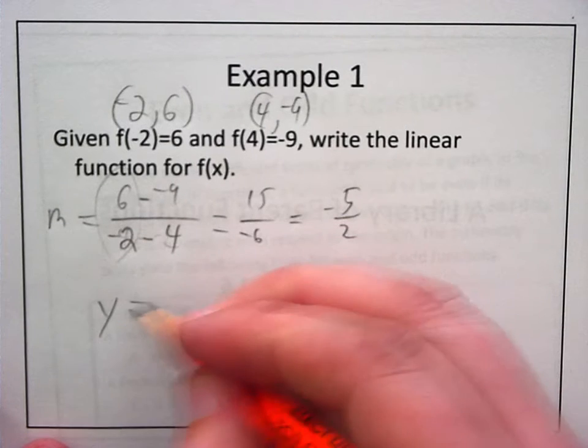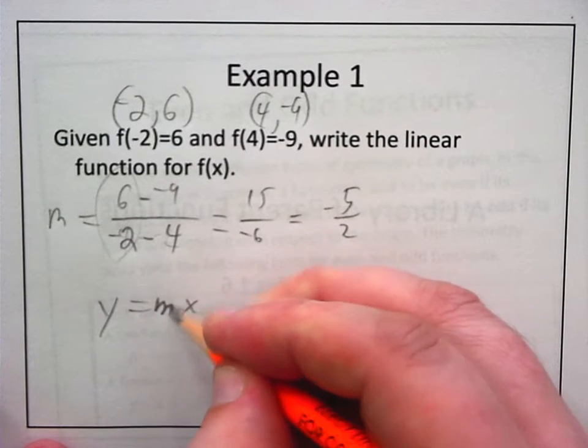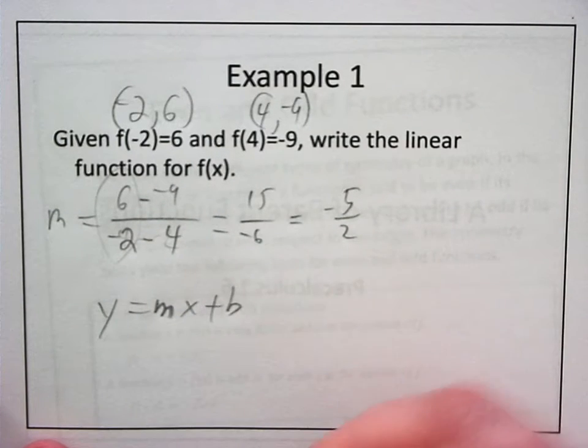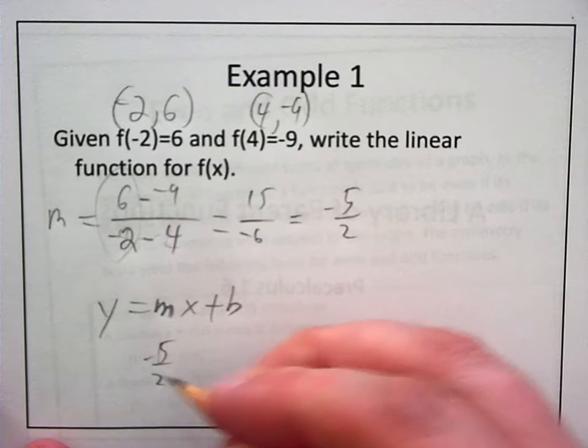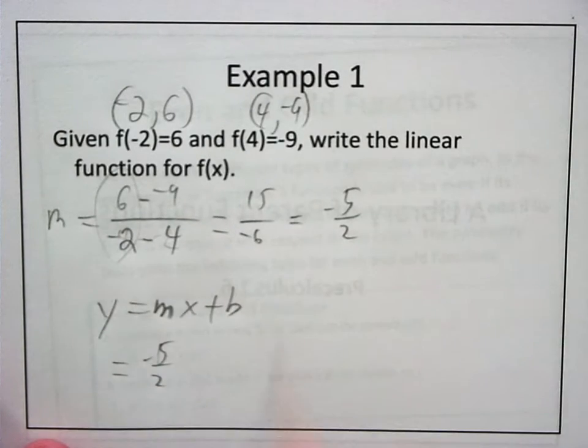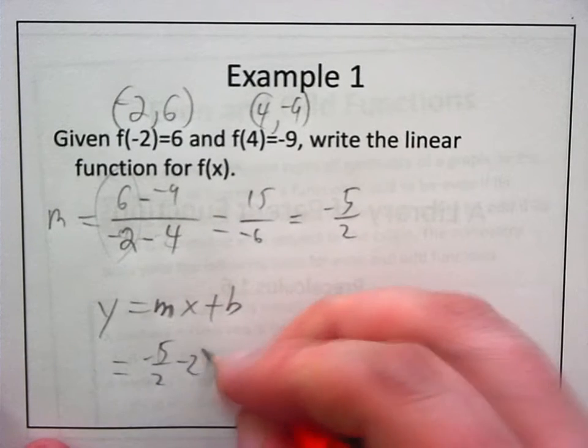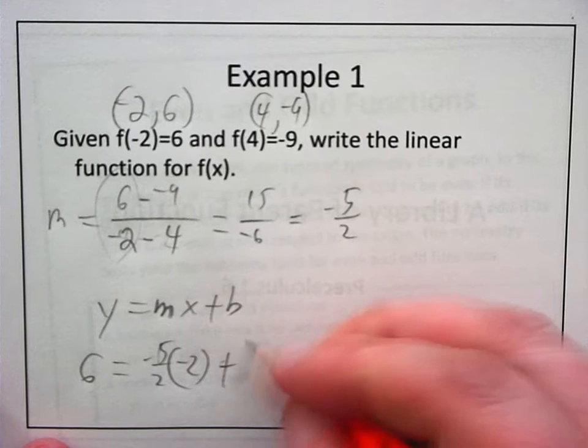Yeah. Remember, you have slope-intercept form, right? What I don't know is the intercept part. I know the slope, we just found it, -5/2. And conveniently, you're given a coordinate, x and y, right? So use it. -2 and 6 plus b has to work.